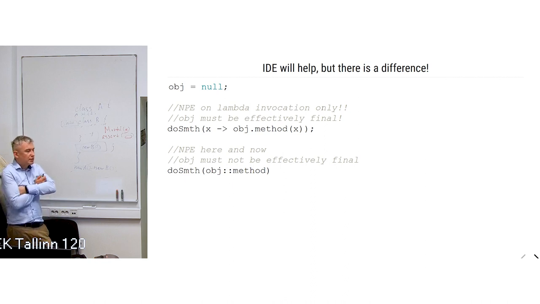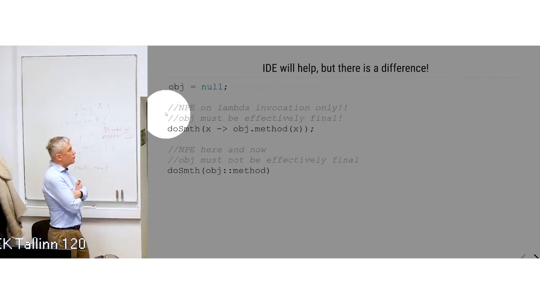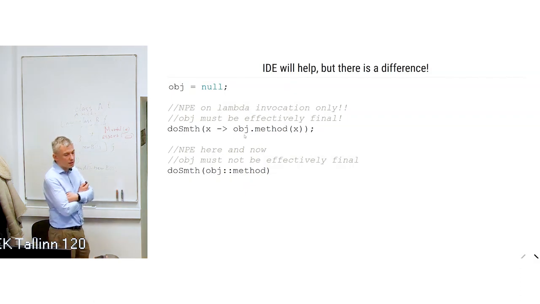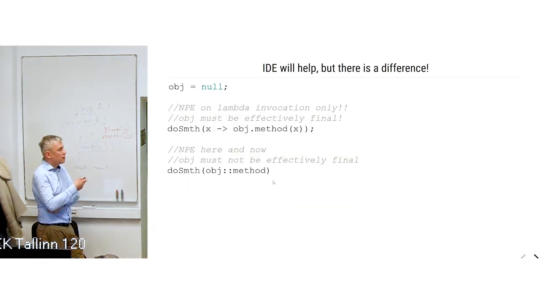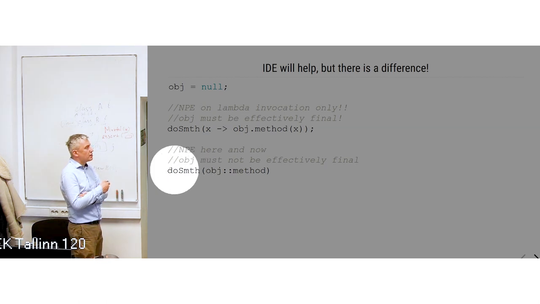But there is a slight difference about invocation, or about calculation, of these lambdas and method references. If we have an object that might be null at a certain point, and we are calling some method on it in the form of a lambda, and this obj might be null when we do something, then a null pointer exception will be thrown on lambda invocation only. When we invoke the lambda, the Java virtual machine will find that the object is null, and an NPE will be thrown. If we are using obj double colon method as a method reference on our object, then a null pointer exception will be thrown when we're calling do something.